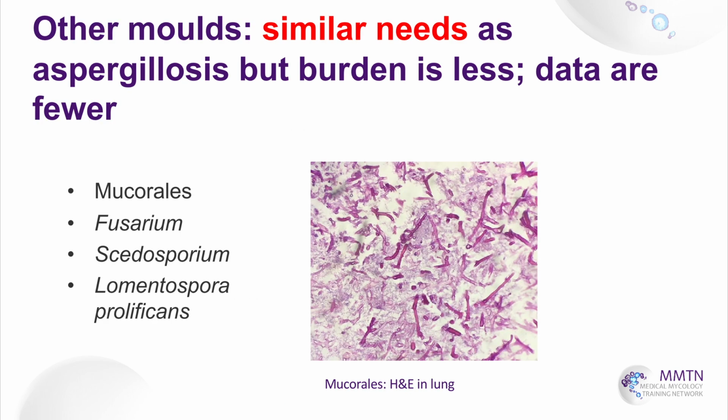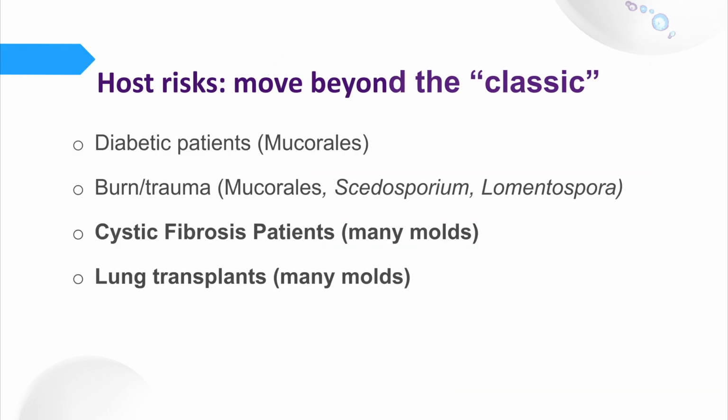Other molds have similar needs to aspergillosis, but their burden is less, and therefore the data are fewer. And we've touched upon some of the rare molds such as the mucorales and Fusarium, Scedosporium, Lomentospora. They have similar needs, but because the burden is less, it's difficult to mount a case for priorities and for investment to be in the same bucket as, say, invasive aspergillosis.